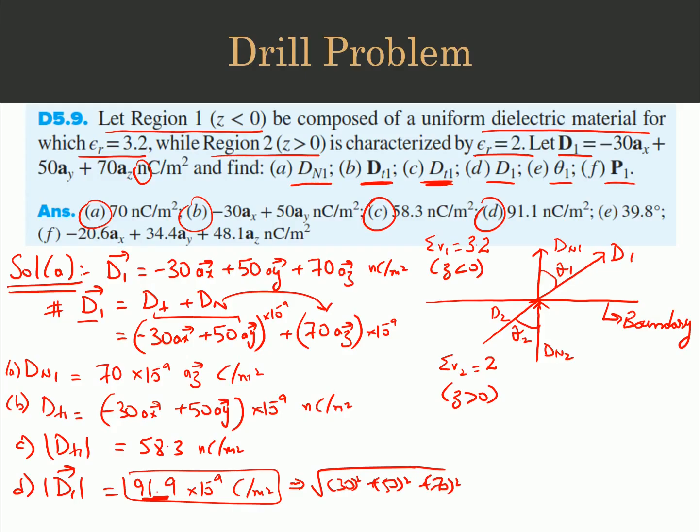So for part E, we need to find the angle between them. We know that theta 1 is going to have a greater angle because its permittivity is higher compared to theta 2. So we can apply that. What is the boundary condition? We know that theta 1 is greater than theta 2 because ER1 is greater than ER2.